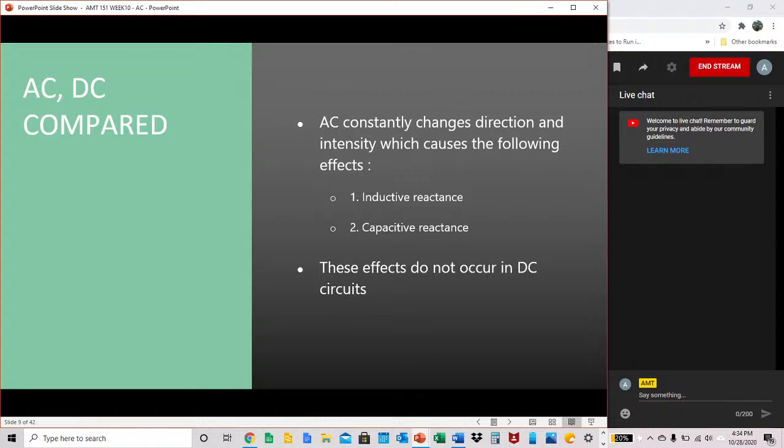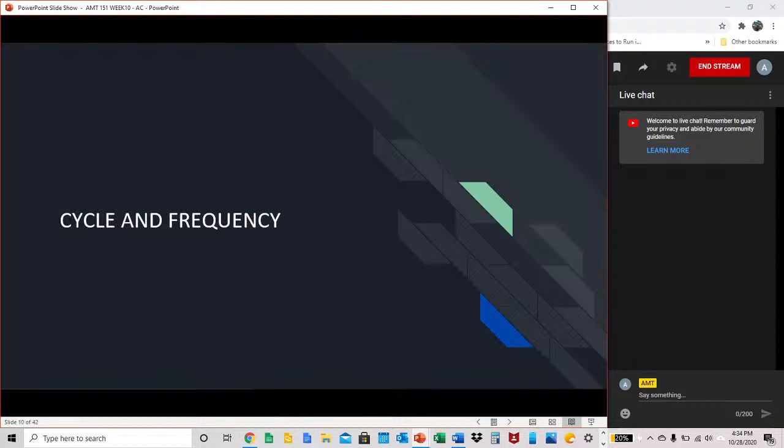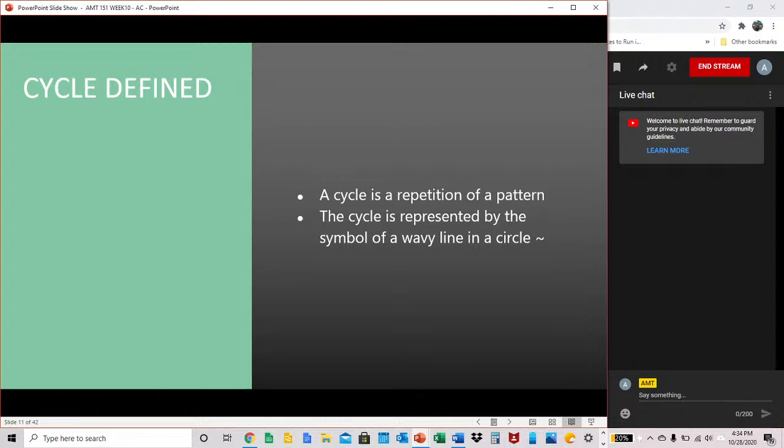AC constantly changes direction and intensity, which causes the following effects. We have to account for the effects of inductive reactance and capacitive reactance. These effects do not occur in DC circuits. Cycle and frequency. Cycle defined. A cycle is a repetition of a pattern. The cycle is represented by the symbol of a wavy line in a circle.